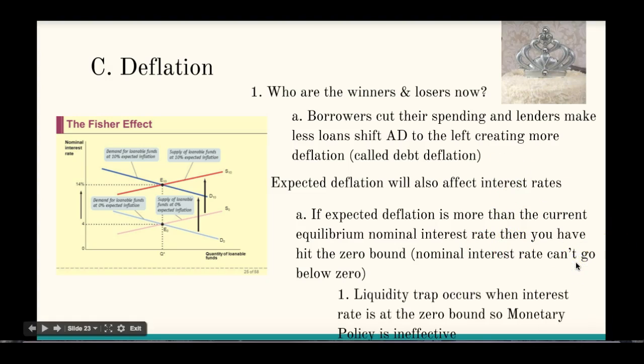Here's the problem: sometimes we hit what we call a liquidity trap. This is when monetary policy becomes ineffective because we've hit the zero bound. In other words, we have such low interest rates already, and we have a recession on top of that, and we need to fix it, but we can't lower interest rates any more than what they are. So what are you supposed to do? That's when you turn to fiscal policy. That is a problem that did occur in the 2008 recession, by the way.